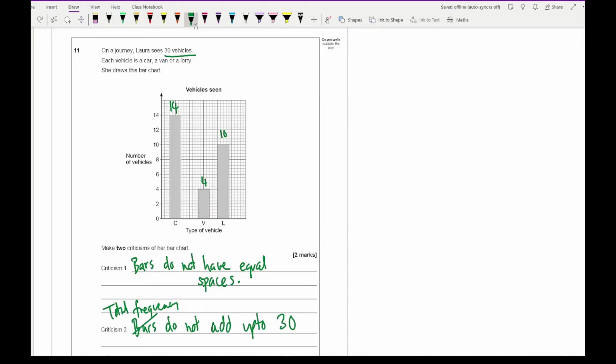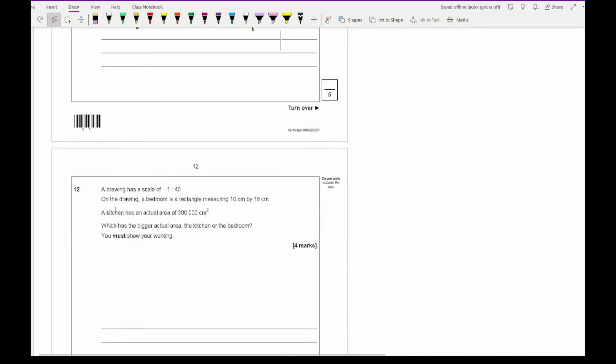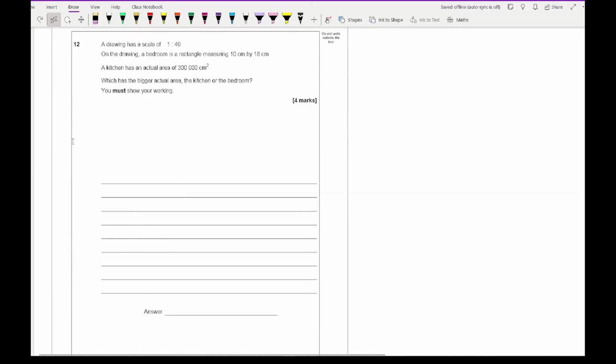Again, we could have that letters were used instead of words, so you could possibly be allowed that. It's a bit harsh, obviously CVL, I would probably allow it, but on the mark scheme it does say that she should have used words rather than letters, but we can go from there for the 2 marks. Now for question 12, it says that a drawing has a scale of 1 to 40.